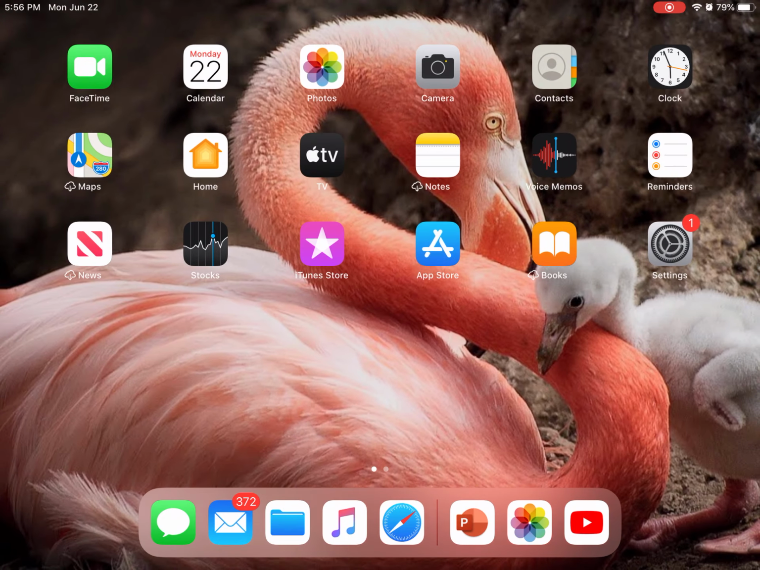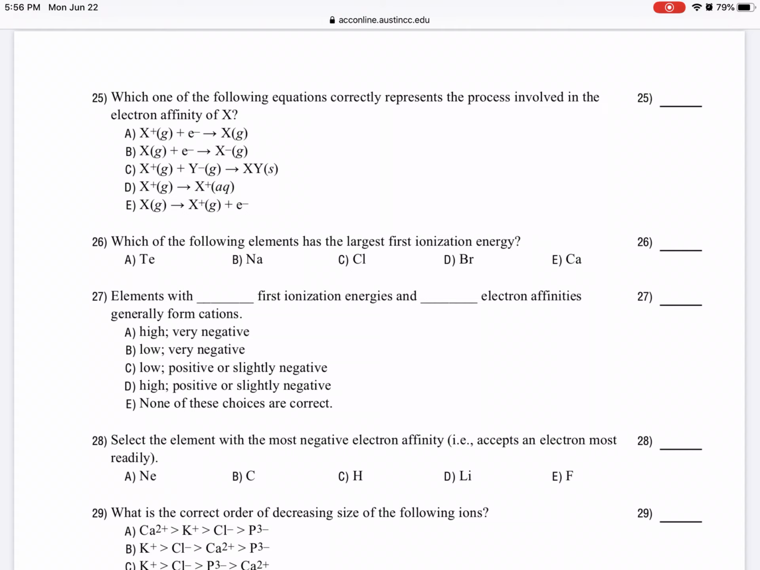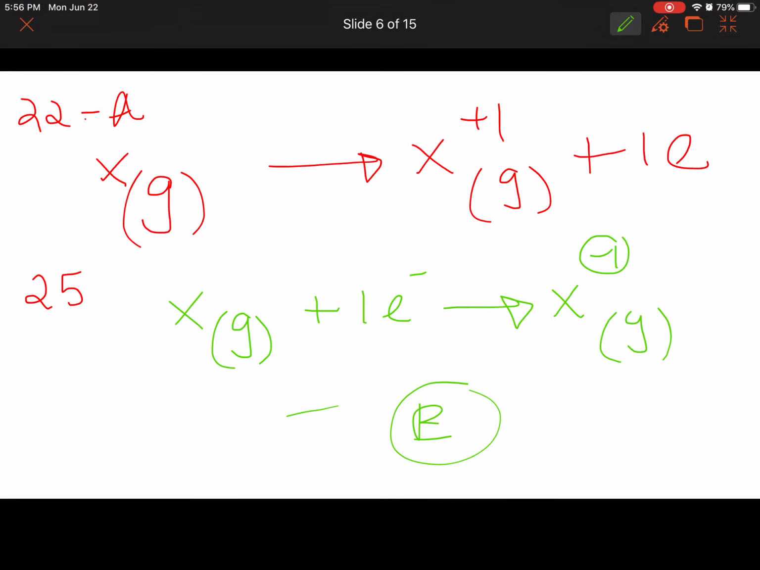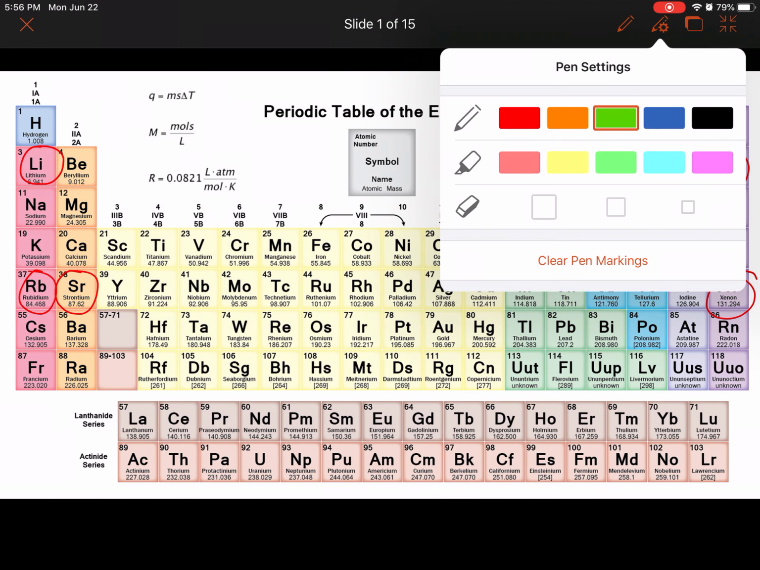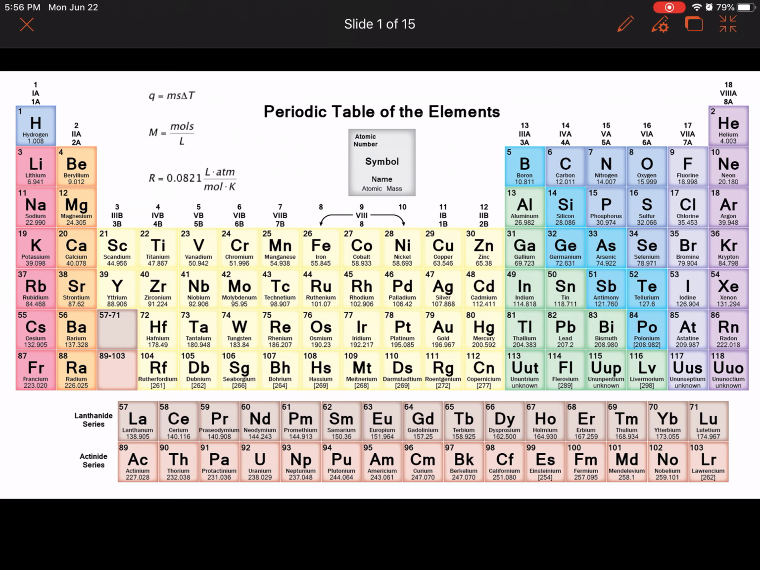And then the number 26. Which of the following elements has the largest first ionization energy? Largest first ionization energy. Let's look at the periodic table. Alright, what we have here, we have tellurium, and then we have sodium, and then we have chlorine, and then we have bromine and calcium.